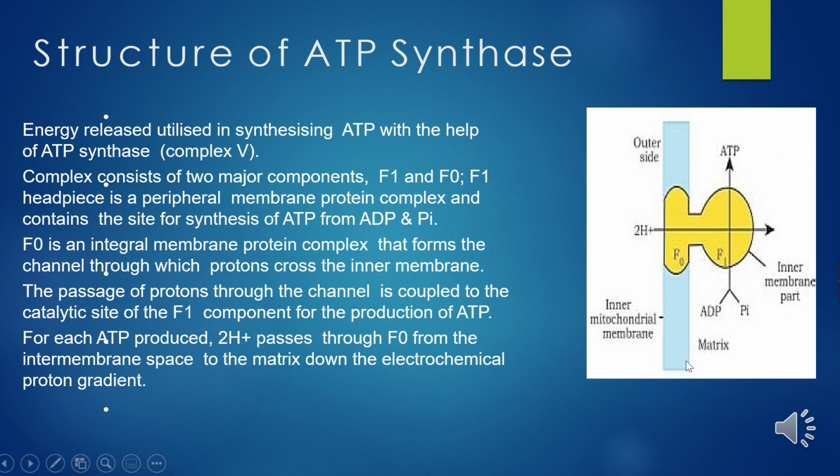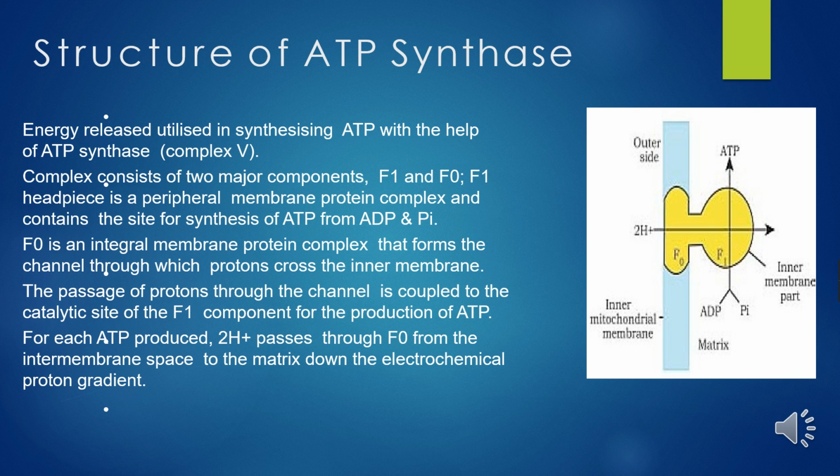Now we all have studied about the mechanism of membrane-linked ATP synthesis as explained by chemosmotic hypothesis in the earlier chapter, that is in the photosynthesis. So the energy released during the electron transport system is utilized in synthesizing ATP with the help of ATP synthetase enzyme, that is called complex 4. Now we'll study about this complex.